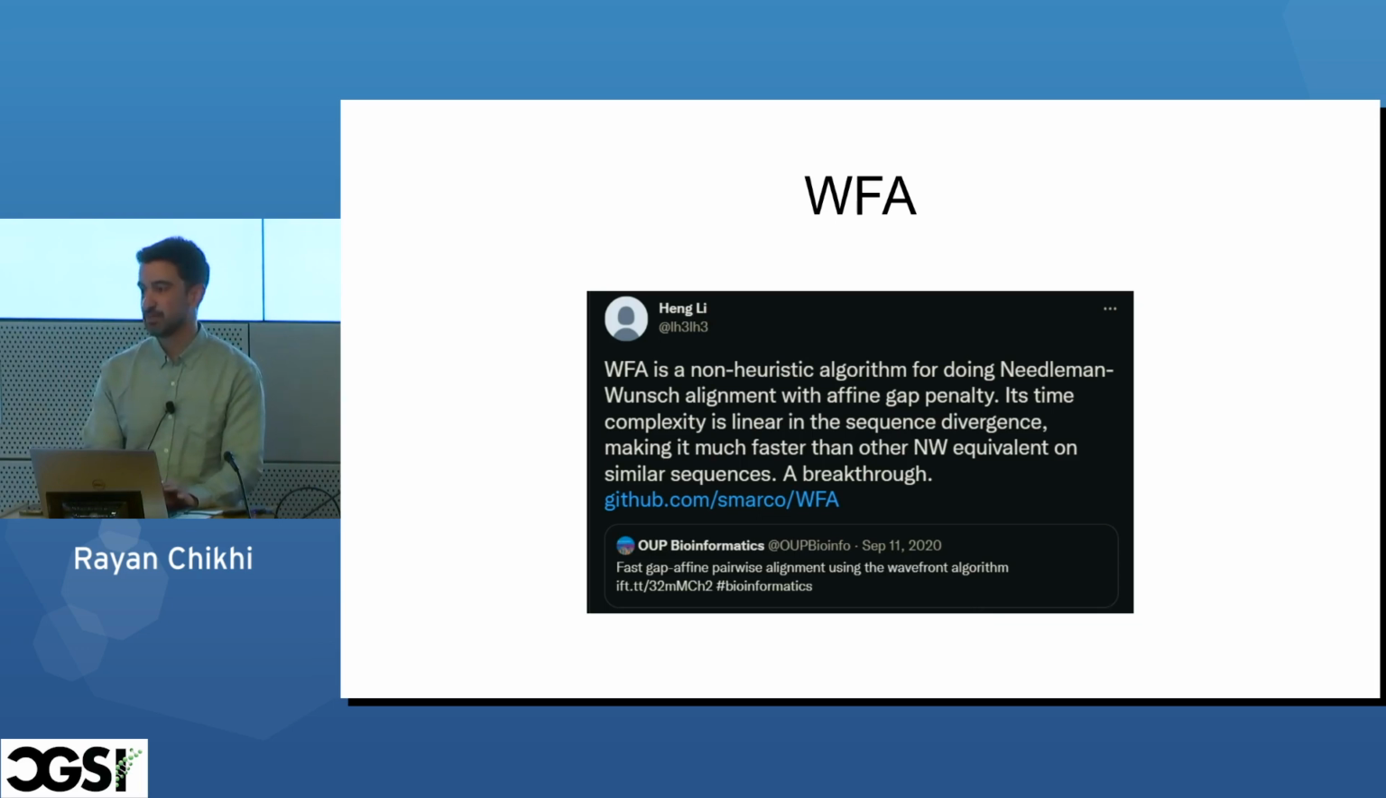So WFA is an alignment algorithm, similar to Needleman-Wunsch, which you might have seen in your bioinformatics courses, which is the most famous alignment algorithm. The difference here is that it has a different penalty for gaps. Instead of a linear penalty, it's an affine one. And the novelty in terms of performance is that its time is linear in the divergence of the sequences instead of quadratic in the length of the sequences. So it's much faster. Heng Li considers it a breakthrough, and I would totally agree. It was published 3 years ago now. And I'll explain a little bit what it's about.